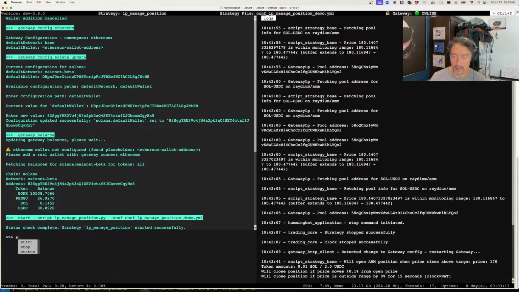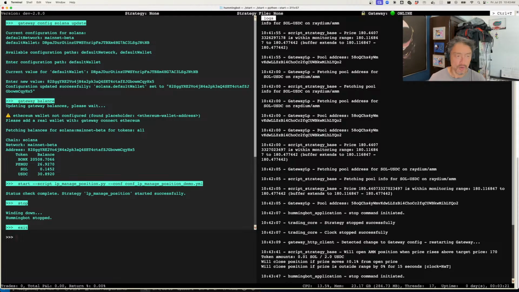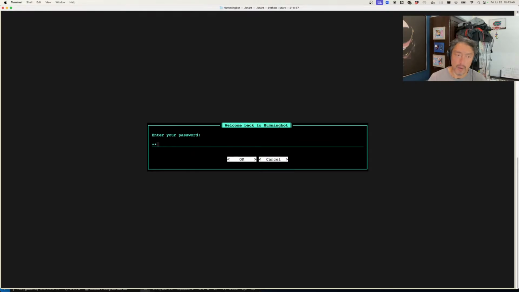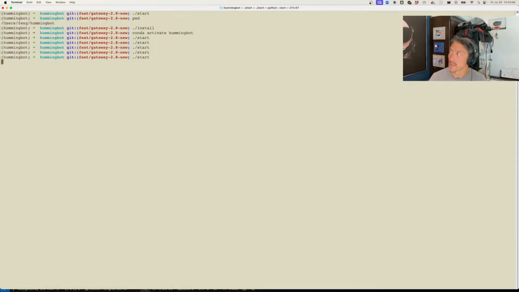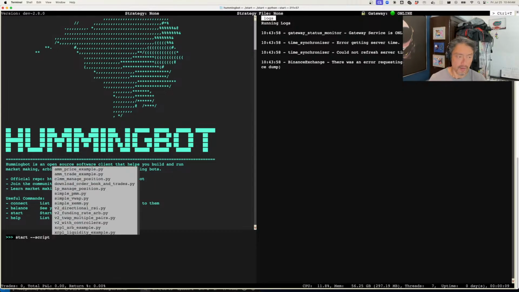Oh, okay, yes, sometimes Hummingbot has issues if you start and stop strategies a lot. So I always recommend, if you're going to do this, that you start, just exit, then start a clean instance, and then start a script like this.